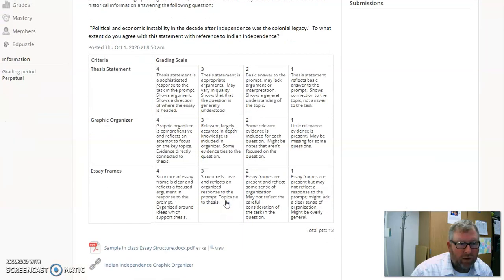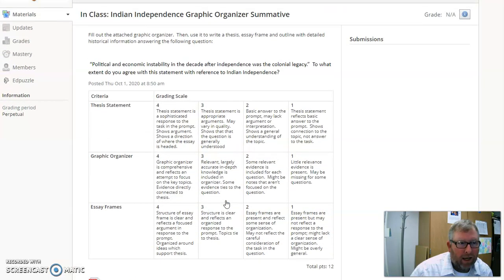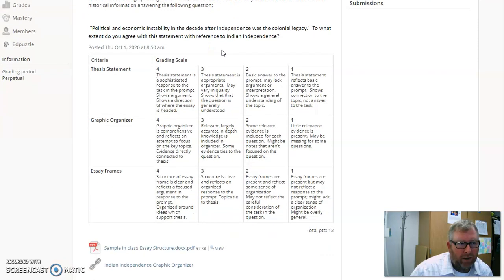The one part of the summative, though, that's going to be a little bit more extensive, and this is also a summative score, is similar to what you did a couple weeks ago with some of those ideas of Gandhi, or for World War II and Indian independence. You're going to create a graphic organizer and then use that to write a thesis and essay frame and outline. So you're going to do 2 things.